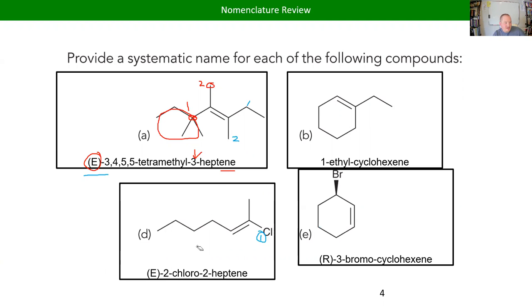Which would make this E, even though the carbon chain looks like the cis conformation, our higher priority substituents are opposite of each other.